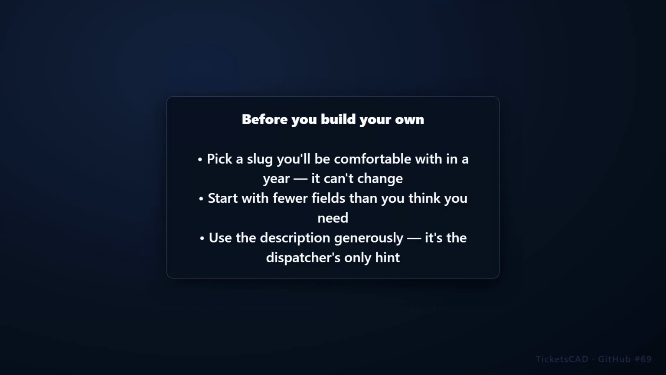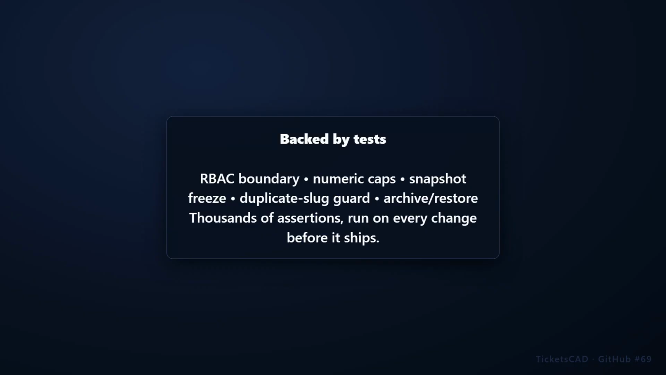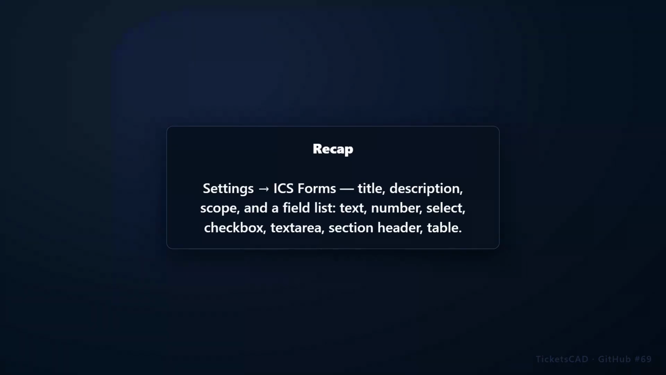Everything shown here, the RBAC boundary, the numeric caps, the snapshot freeze, the duplicate slug guard, archiving and restoring, is backed by an automated regression suite covering thousands of assertions across the whole application, run on every change before it ships. To recap, settings, ICS forms, is where an administrator builds a custom type, title, description, scope, and a field list built from text, number, select, checkbox, textarea, a section header, and repeating tables, each with a sensible cap so one form can't spiral out of control.